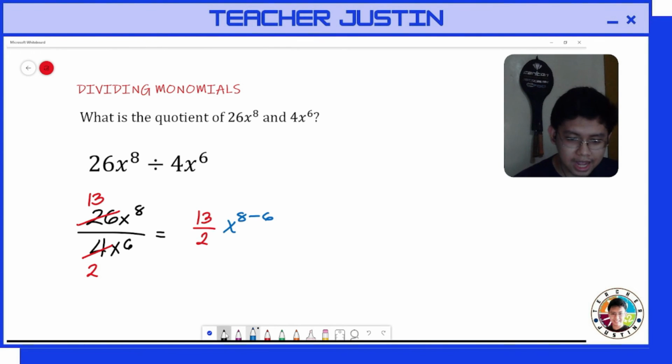So our final answer, when we simplify this, will be 13 over 2 x raised to 2. And that's it. That will be our final answer. Ta-da! Alright.